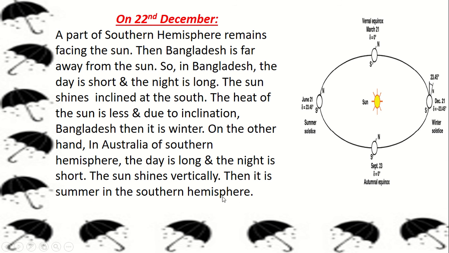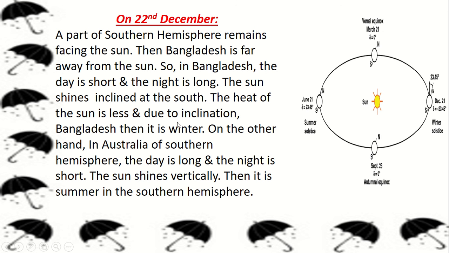On 22nd December, I have told you here, follow, a part of the Southern Hemisphere remains facing the sun, while Bangladesh is far away from the sun. So in Bangladesh, the day is short and the night is long. The month is December, so the sun shines inclined at the south. The heat of the sun is less due to the inclination. In Bangladesh, then it is winter.